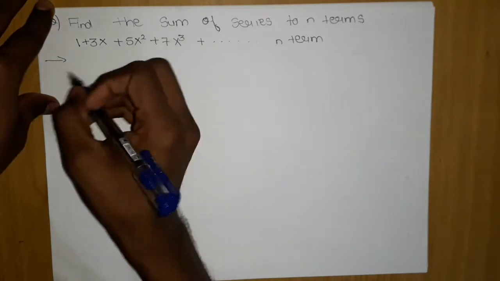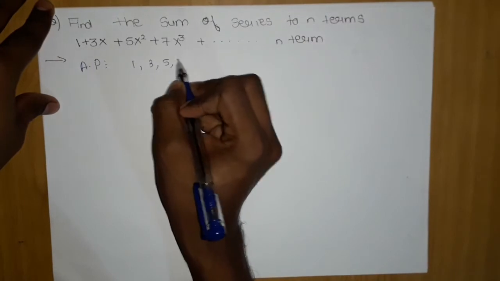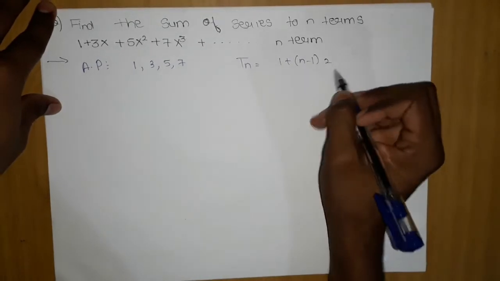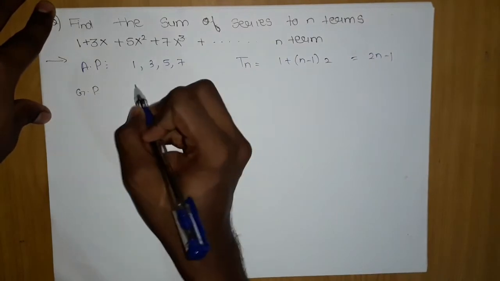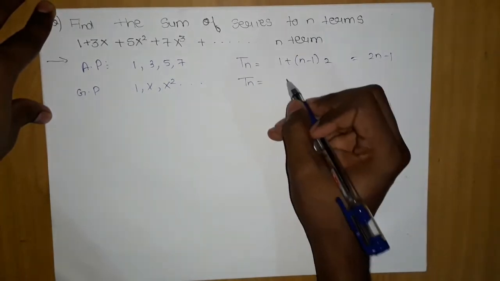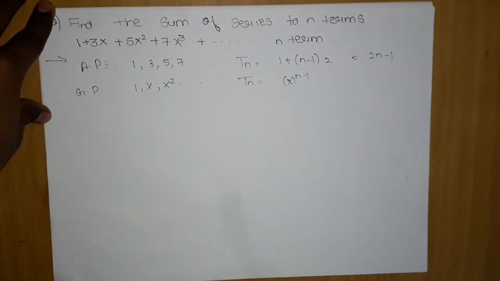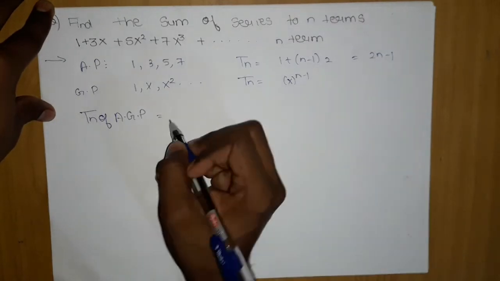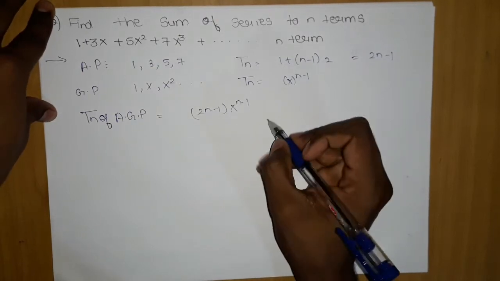1, 3, 5, 7 are in AP. I will write the AP: 1, 3, 5, 7. That is enough. Get the Tn. Tn is 1 plus n minus 1 into d. My d is 2, which gives me 2n minus 1. Now the GP: 1, x, x square, and so on. What is the Tn term of the GP? It is x power n minus 1. Can I get the Tn term of the AGP? Very easy: 2n minus 1 into x power n minus 1. I got the Tn term of the AGP.